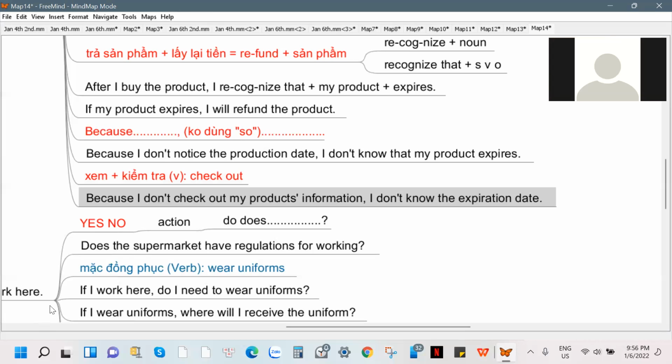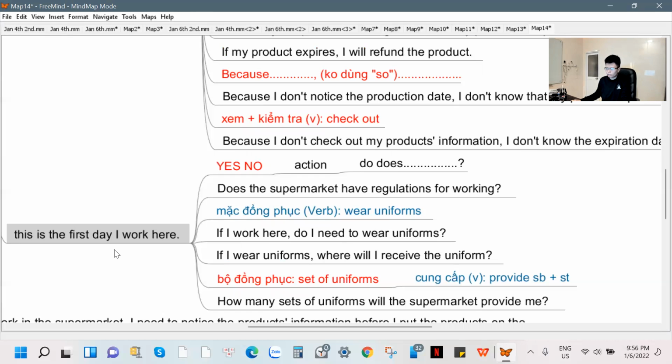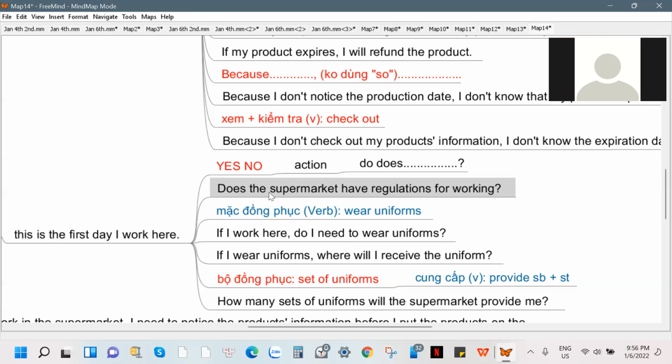Yes, this one. This is the first day I work here. Does the supermarket have regulations for working?